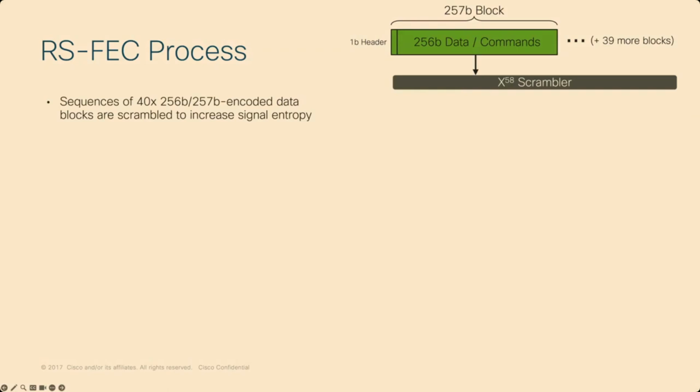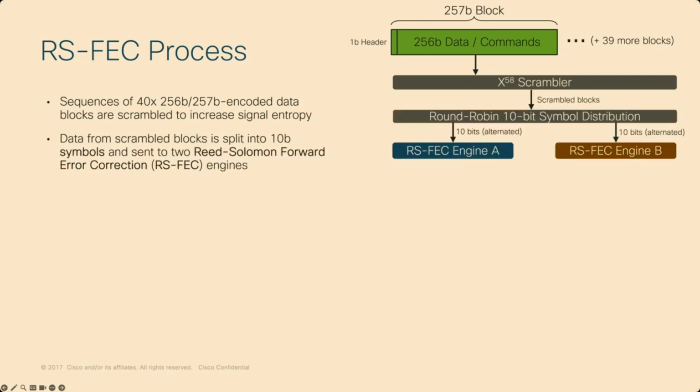We want to make sure that the link is being well utilized, and we're flipping the bits as often as possible. So the scrambler only exists to increase that signal entropy. Once I have my scrambled blocks, I start feeding them into not one, but 2 different FEC engines. Basically every 10 bits that I get out of the scrambler, I'm going to send to one engine or the other, and alternate back and forth between the 2.